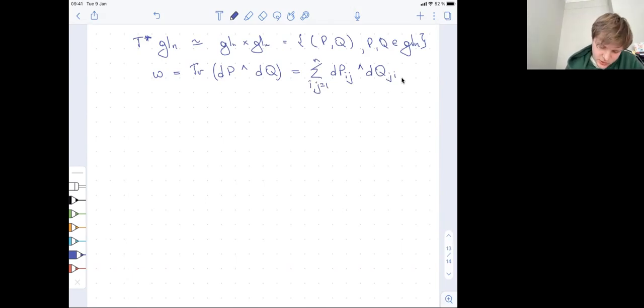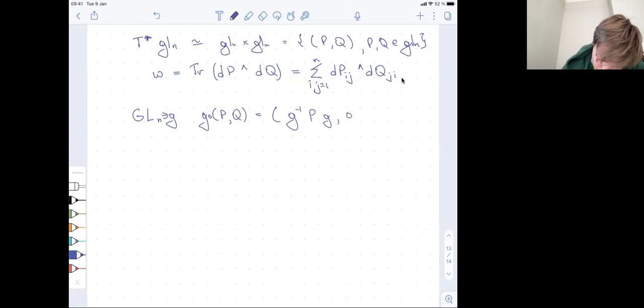And now I want to introduce the following action. I will take the group GLN and consider the following action. If I have a pair P and Q and an element g from GLN, then this action is written as (g minus 1 P g, g minus 1 Q g).